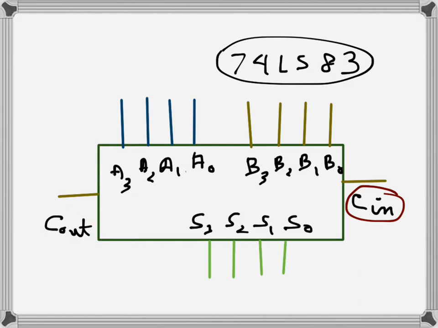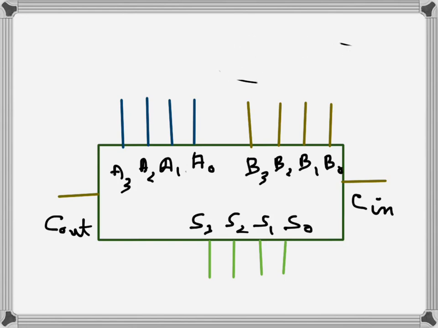Now we want to use this chip as a 4-bit adder subtractor. When we want to add, it's very simple. We just feed in the input bits here. So one of the 4-bit numbers here, and the other number here. Both are 4-bit binary numbers, of course.